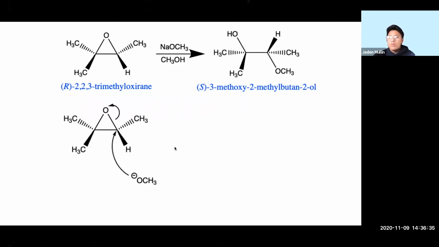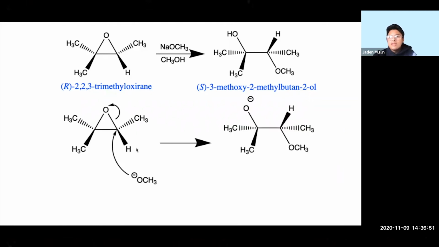Because we are working with strong nucleophiles, the reaction will be SN2, and because of this, we'll attack the carbon with the least steric hindrance, or in other words, the carbon that is the least substituted. In this case, that carbon will be the right one. This attack causes the electrons from the carbon-oxygen bond to migrate to the oxygen, leaving it with a negative charge.